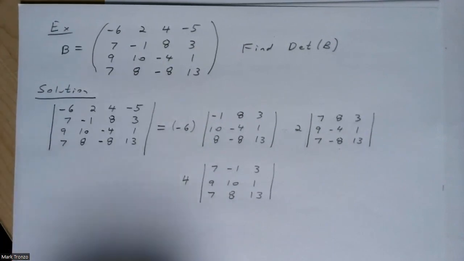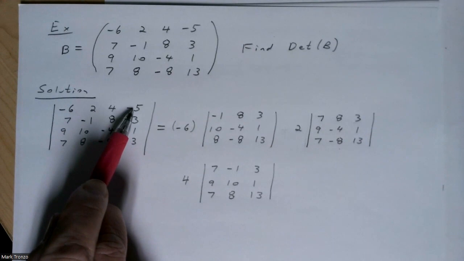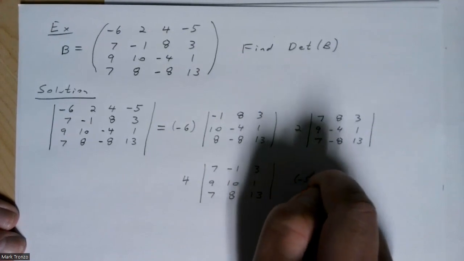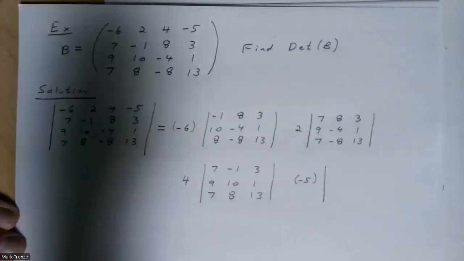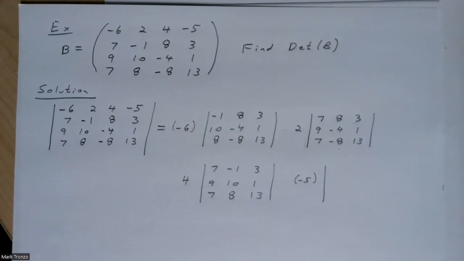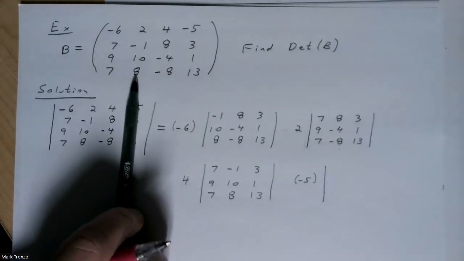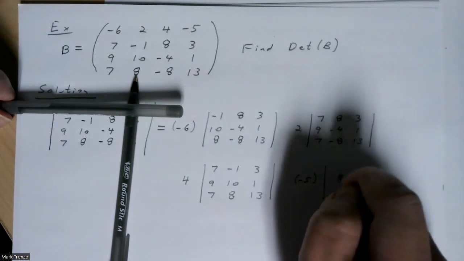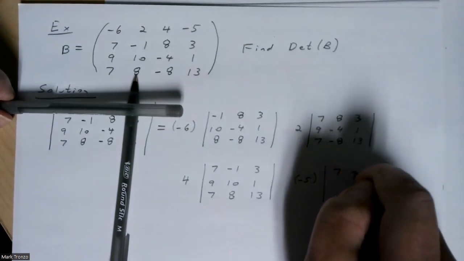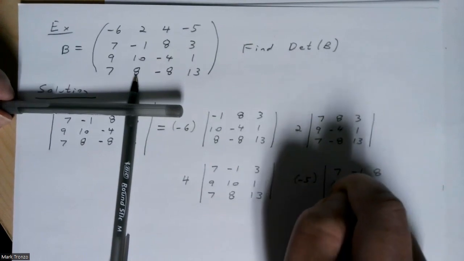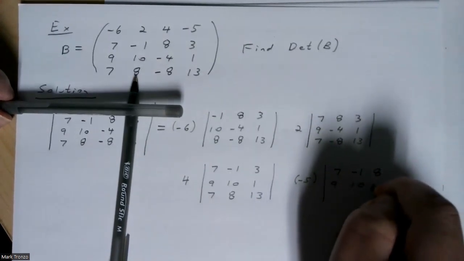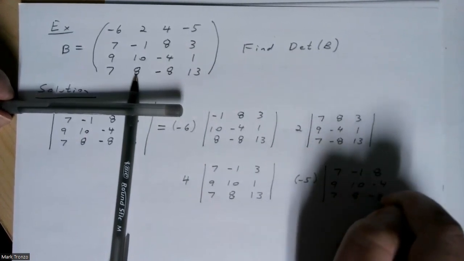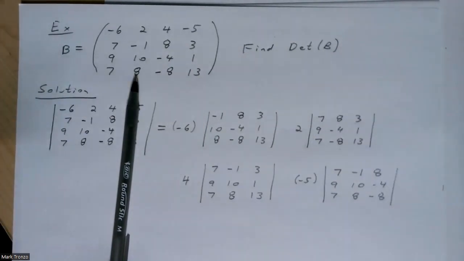Finally, we go to the last entry in the first row, and it's going to be a -5. And write down, first, of course, cover up that column and that row. Write down what's left. Like this.